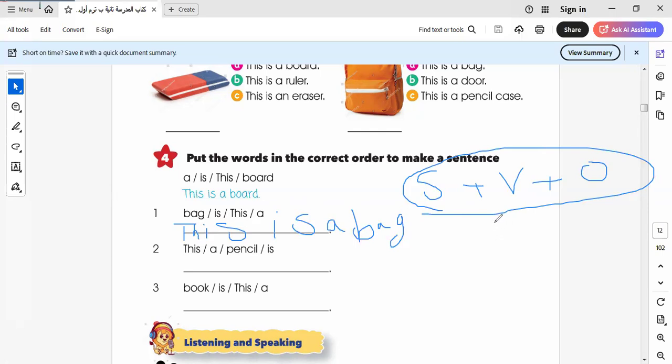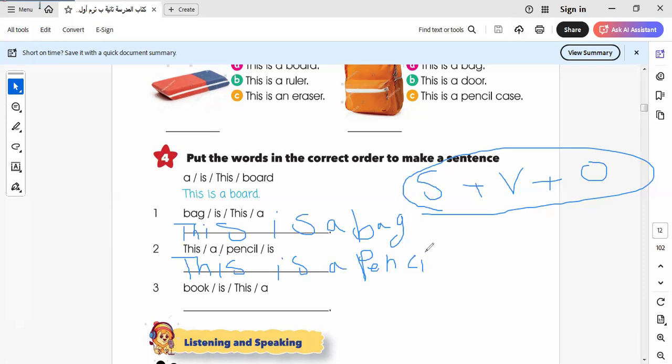I taught you this rule before in the previous syllabus, and we answered many questions like this, and I told you that we must write this rule in the exam to answer this question in the correct way. Here we say this is a pencil. I say this is a pencil.